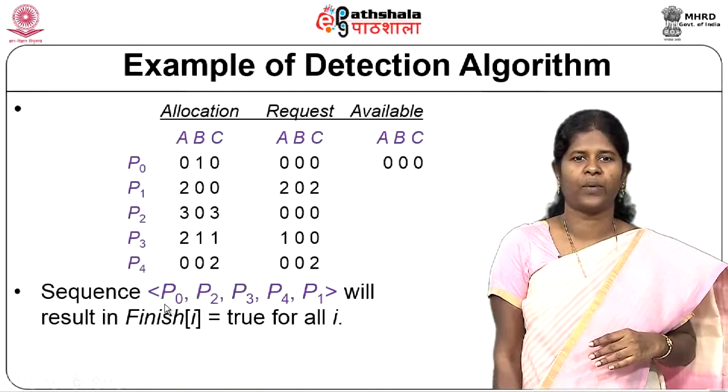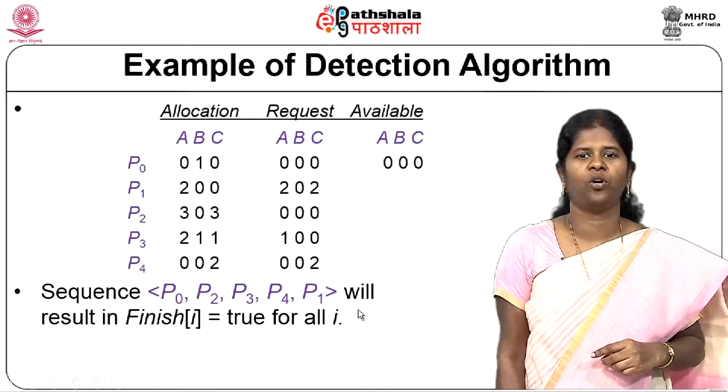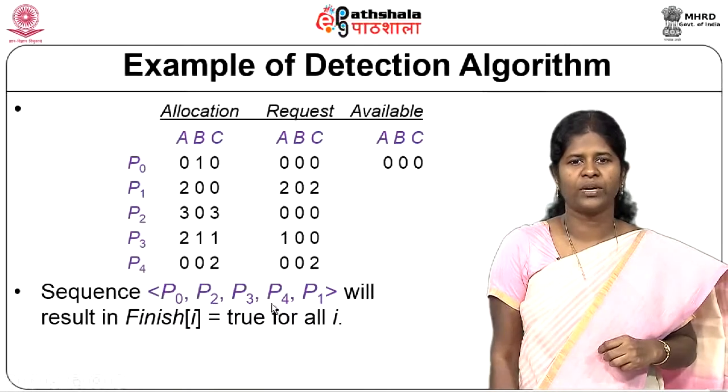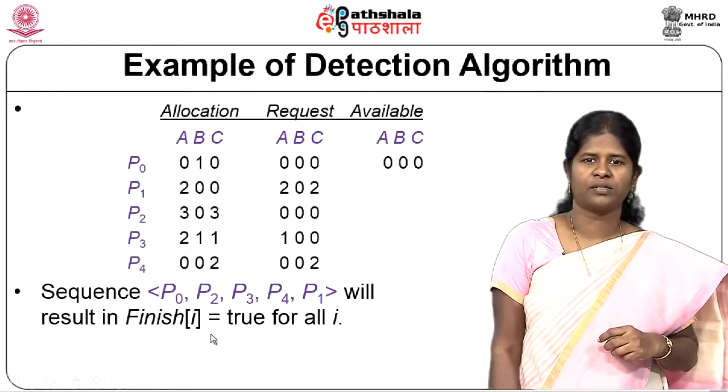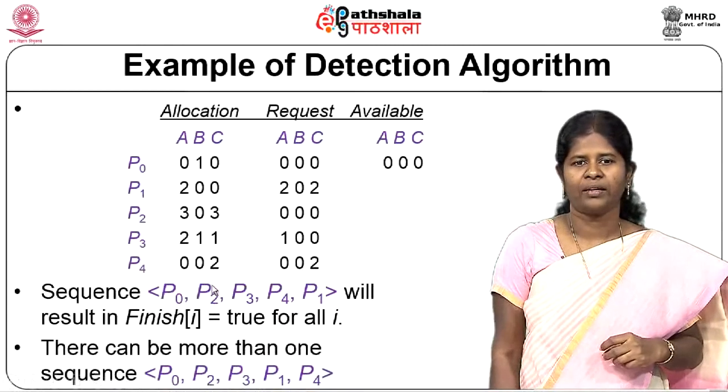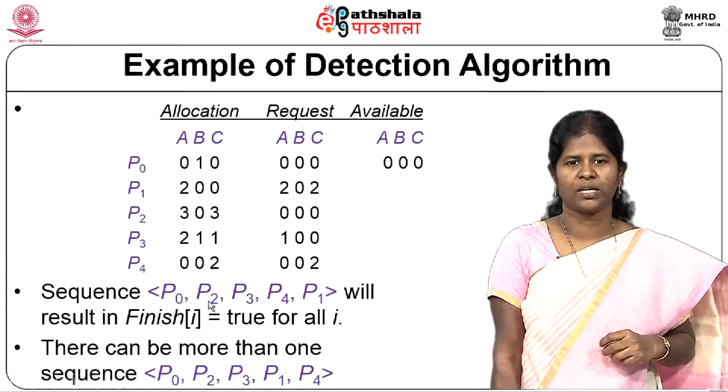We find that there is a sequence P0, P2, P3, P4, P1. If you allocate resources in this sequence, then the system will not be in a deadlocked state. And here you can see that there can even be more than one sequence.